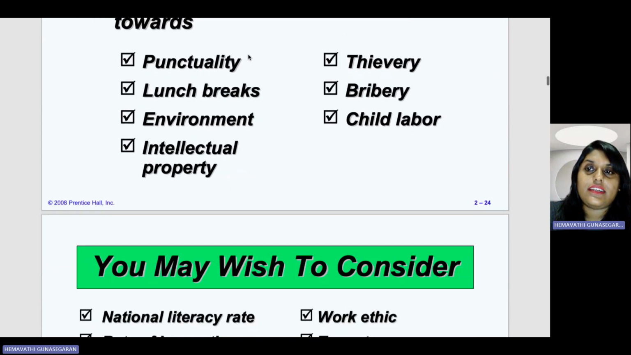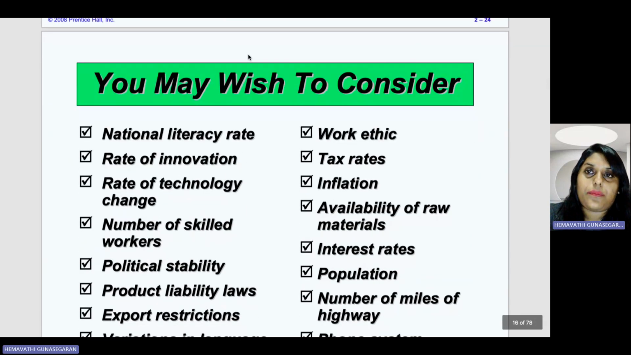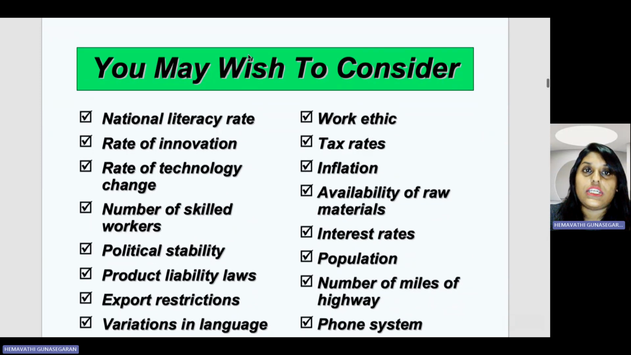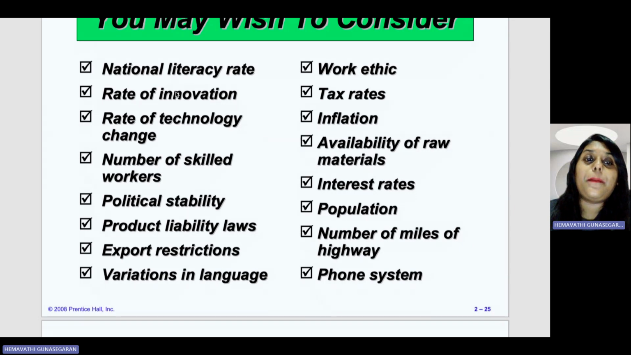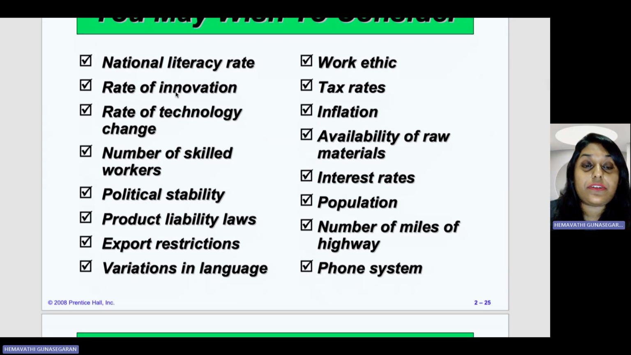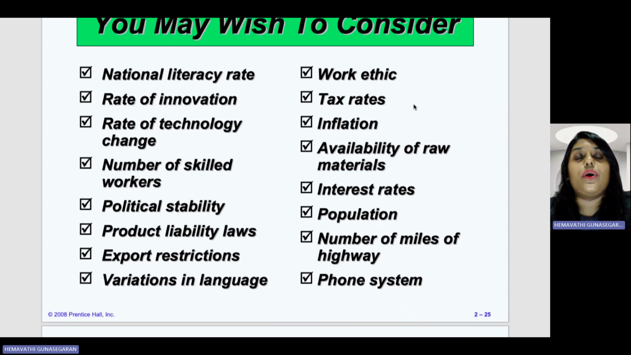Okay, and then when we want to operate our company to the global workforce, you may wish to consider national literacy rate, rate of innovation, rate of technology change, number of skilled workers, political stability, product liability laws, export restrictions, variation in language, work ethics, tax rate, inflation, availability of raw materials, interest rate, population, number of miles of highway, and phone system.